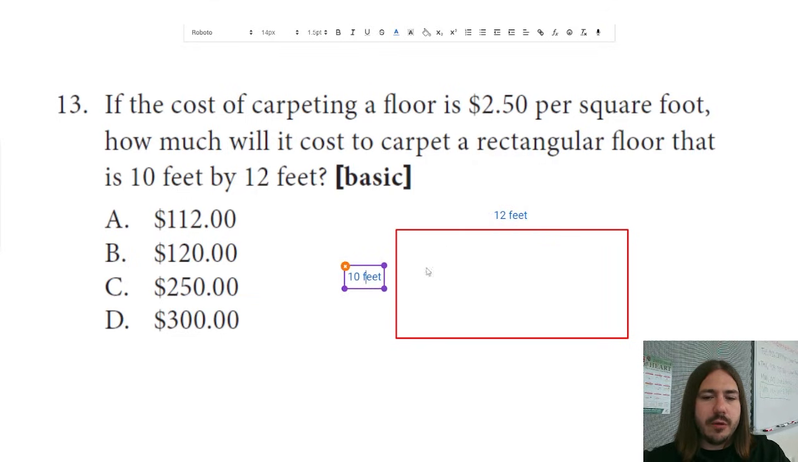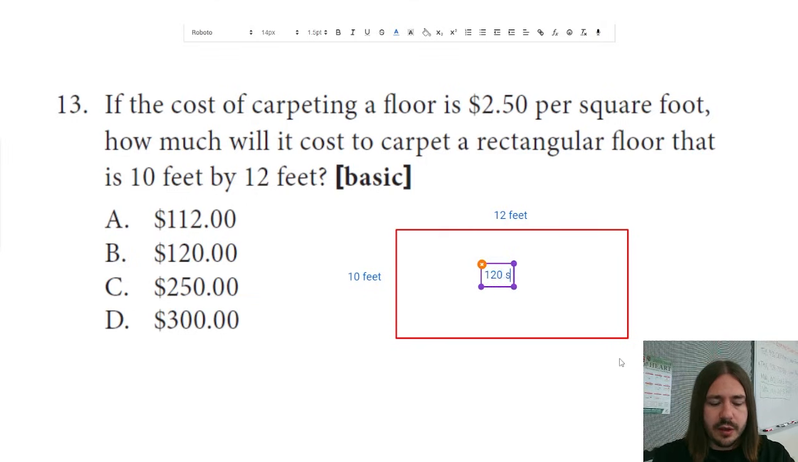Now, if I want to know the total area of this rectangular floor, to find the area of a rectangle, all you need to do is just multiply the two dimensions together. So in this case, 10 times 12, which would be 120. The total area here is 120 square feet.